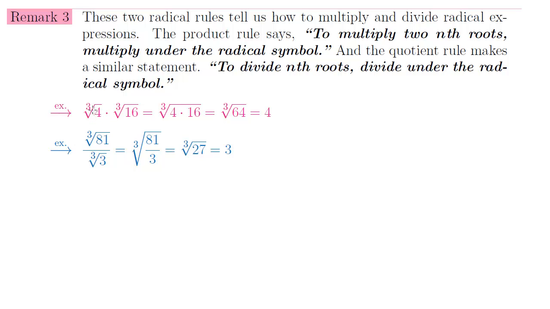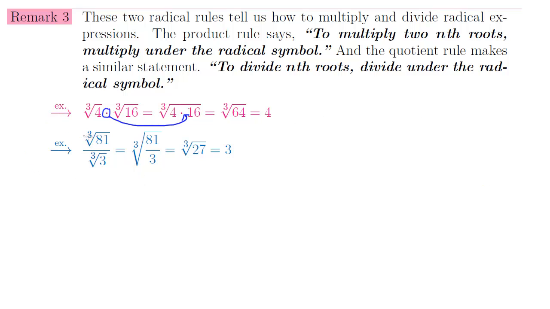In the first example, we have the cube root of 4 times the cube root of 16. So to multiply two cube roots, we're going to go ahead and transfer this multiplication underneath the cube root symbol. So the cube root of 4 times the cube root of 16 is the cube root of 4 times 16, which is the cube root of 64, which we know is 4, because 4 times 4 times 4 is 64.